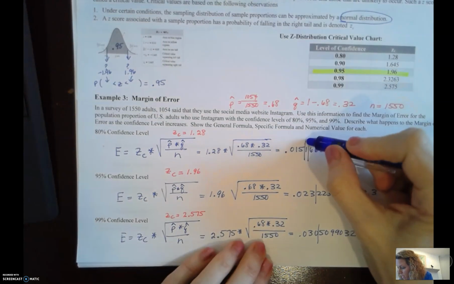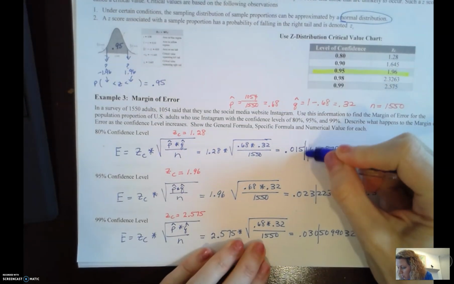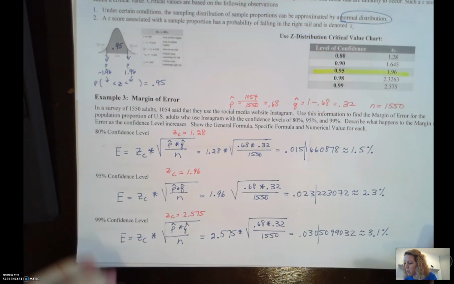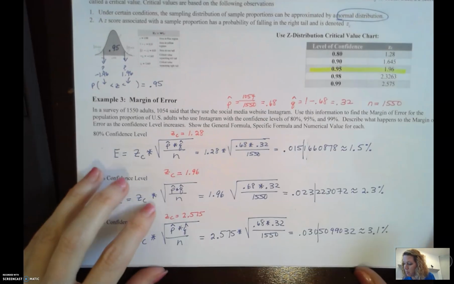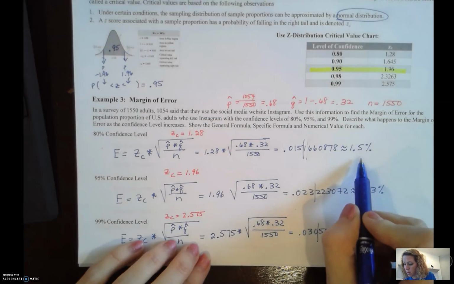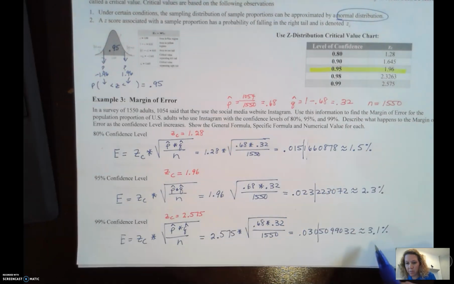Okay, so now to answer the other question in our problem. Our question says here, describe what happens to the margin of error as the confidence level increases. So at an 80% confidence level, our margin of error is very small. At a 99% confidence level, our margin of error is very big.